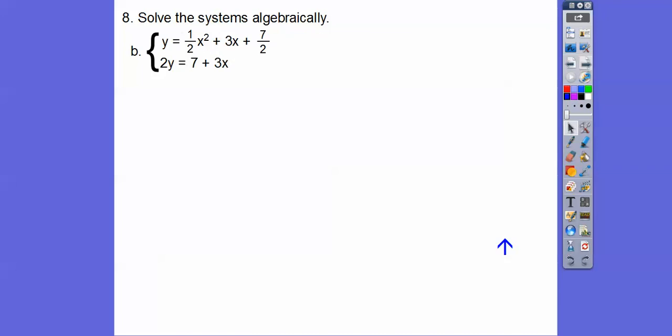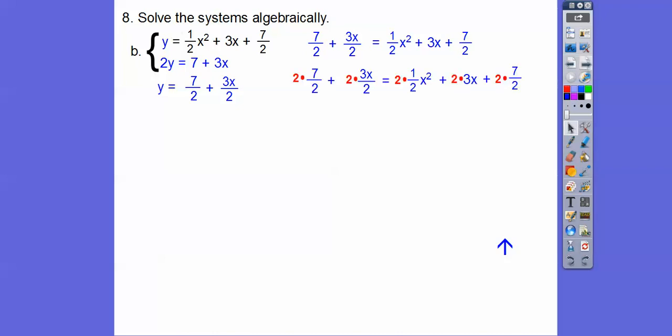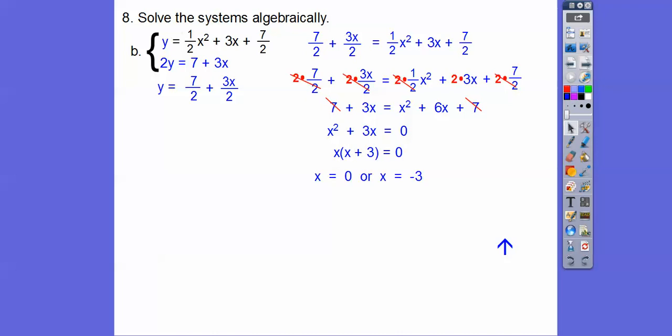All right, so here, I think I'm going to take that bottom equation and solve it for y. So divide everything by 2 and then substitute that into the top equation. And we don't like those fractions, so let's multiply everything times 2 to get rid of the fractions. And what that does is it cleans it up to a nice quadratic. So subtract 7x, and subtract 7, sorry, and subtract 3. So we get x squared plus 3x equals 0. Then we can factor it, and so there's our x ordered pairs.